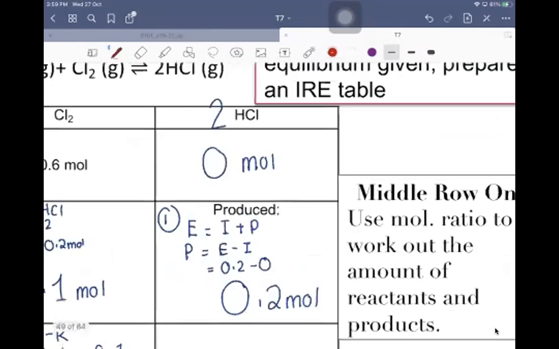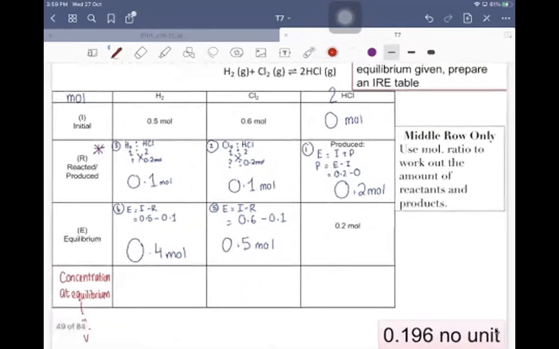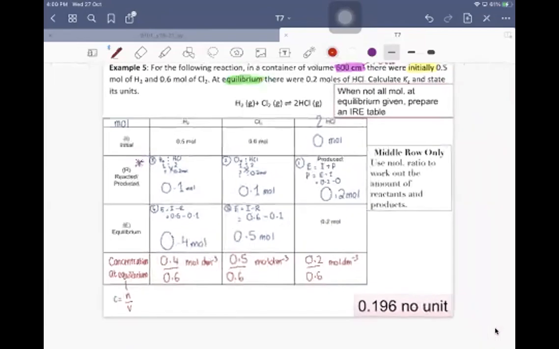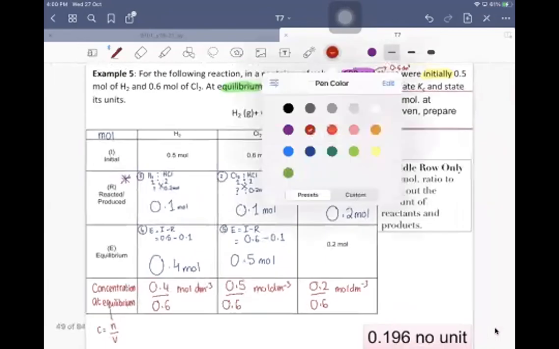Okay, so concentration at equilibrium: 0.4 over 0.6. If you want to write it down, maybe like this. The next one, 0.5 over the same volume because they're all in the same system. And lastly 0.2 over 0.6 mole per dm cube. Then only you can move on to the Kc expression.